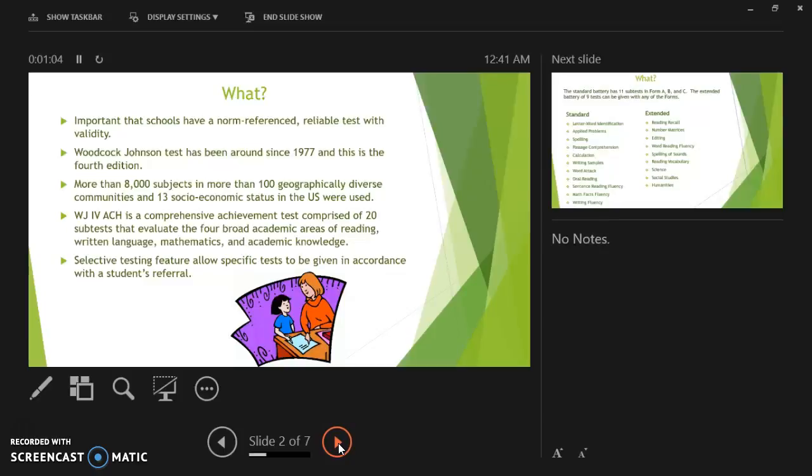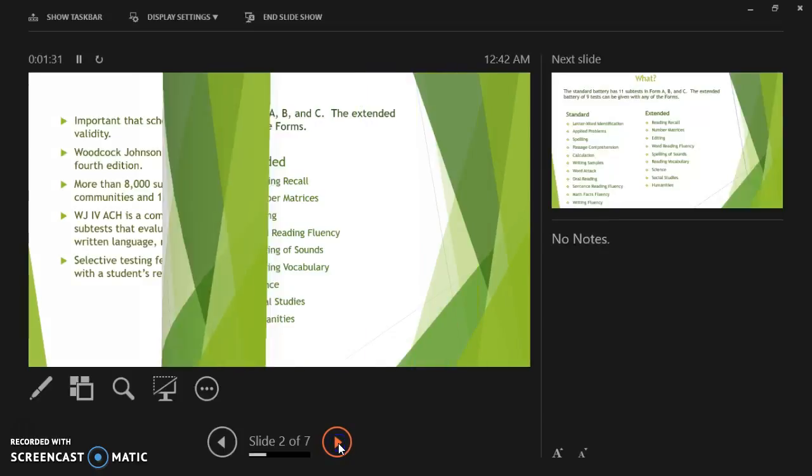This is a comprehensive achievement test comprised of 20 subtests that evaluate the 4 broad academic areas of reading, written language, mathematics, and academic knowledge. Now, all 20 subtests do not need to be given. The selective testing feature allows specific tests to be given in accordance with a student's referral.